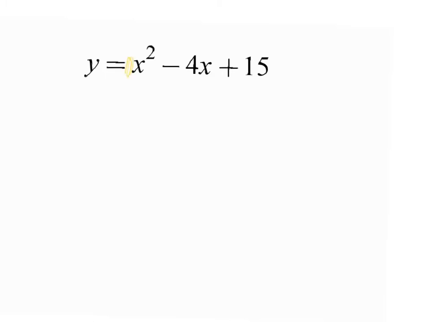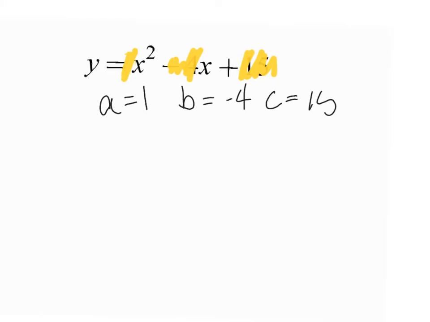So A is the leading coefficient. So that's here. There we go. So the leading coefficient is right here. That's A. This is B with the negative. And then this is C. So if I was writing these out, A is 1, B is -4, and C is 15.